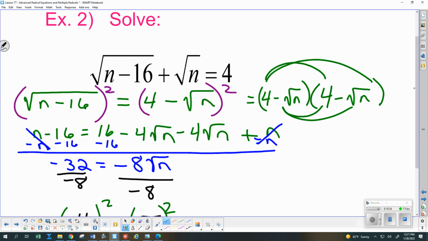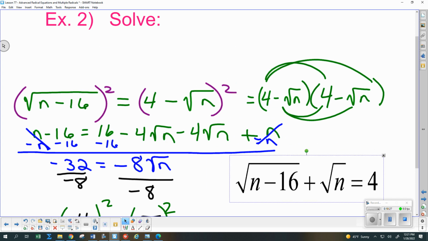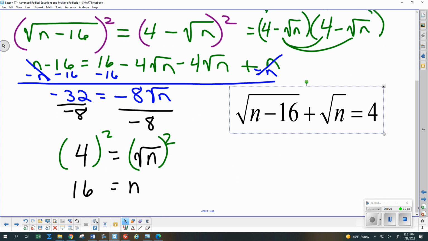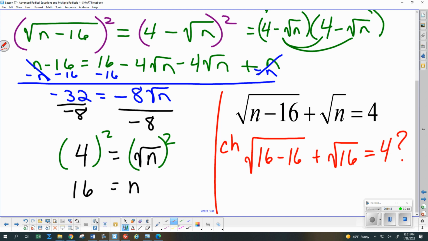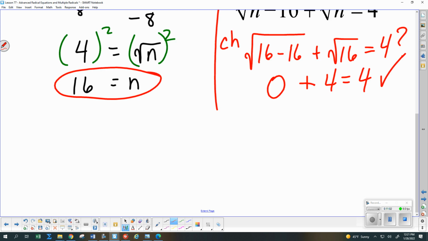So let me get my equation again where I can see it a little bit more easily to plug 16 in and check. And I'll label that I'm doing my check now. So 16 minus 16 inside that square root, just a 16 inside that one. Does it equal 4? Well, 16 minus 16 is 0. What's the square root of 0? 0. What's the square root of 16? Does that equal 4? So it works. So we accept that n is equal to 16.